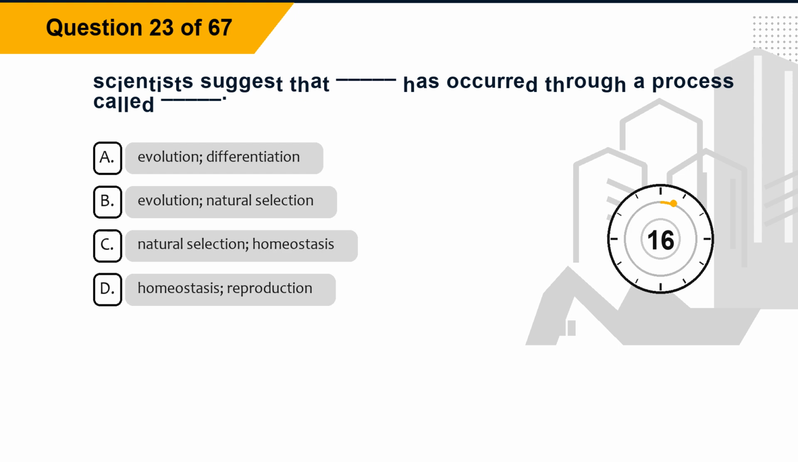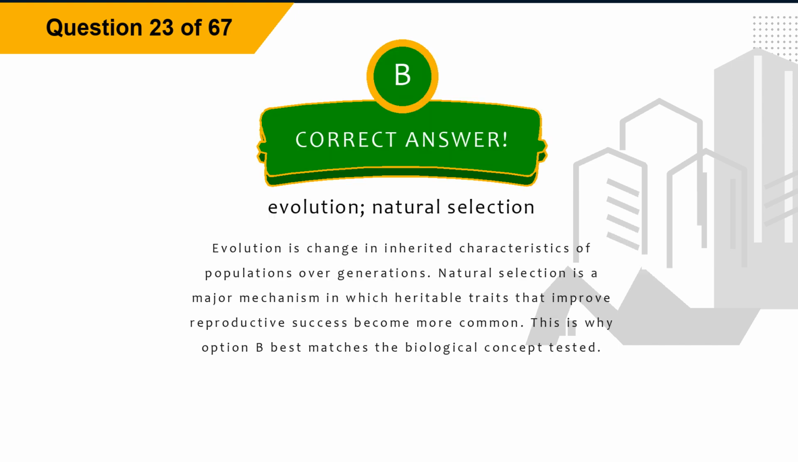Question 23. Scientists suggest that blank has occurred through a process called blank. Option A, evolution, differentiation. Option B, evolution, natural selection. Option C, natural selection, homeostasis. Option D, homeostasis, reproduction. The correct answer is option B, evolution, natural selection. Explanation. Evolution is change in inherited characteristics of populations over generations. Natural selection is a major mechanism in which heritable traits that improve reproductive success become more common. This is why option B best matches the biological concept tested.